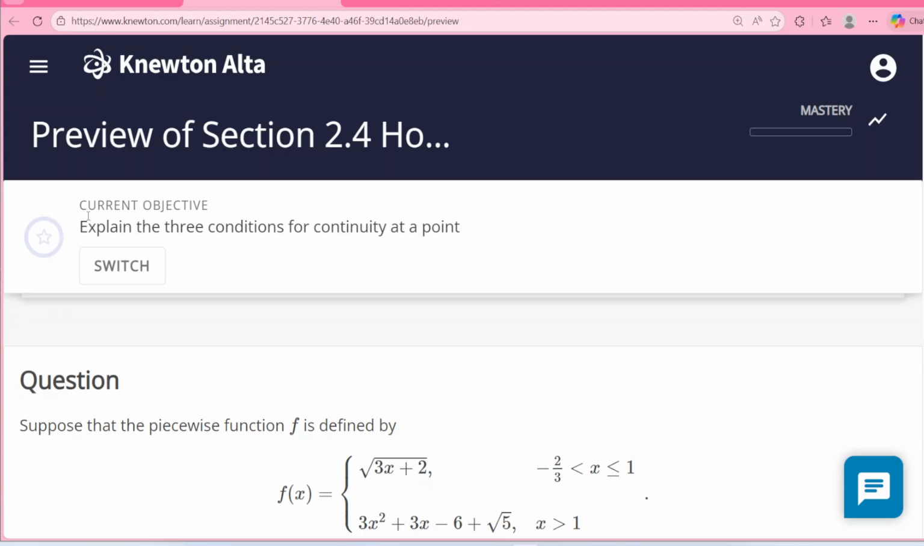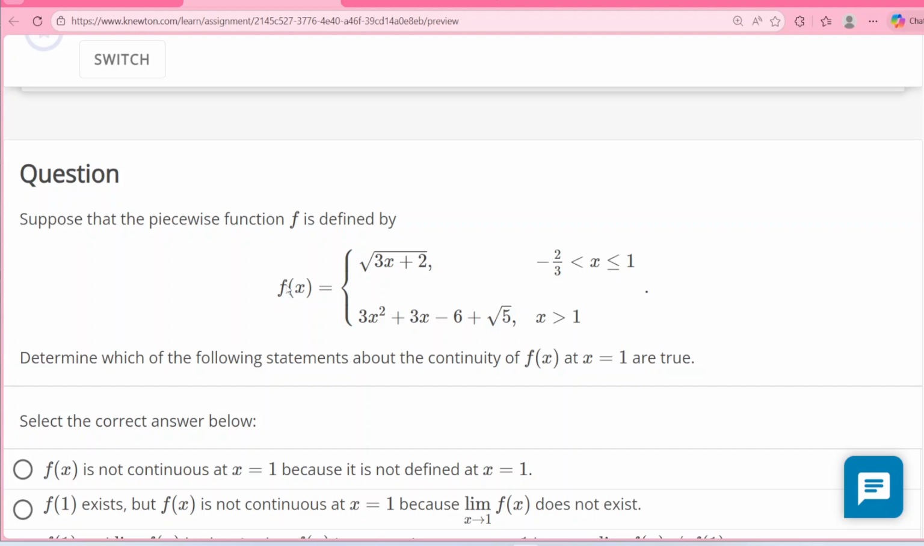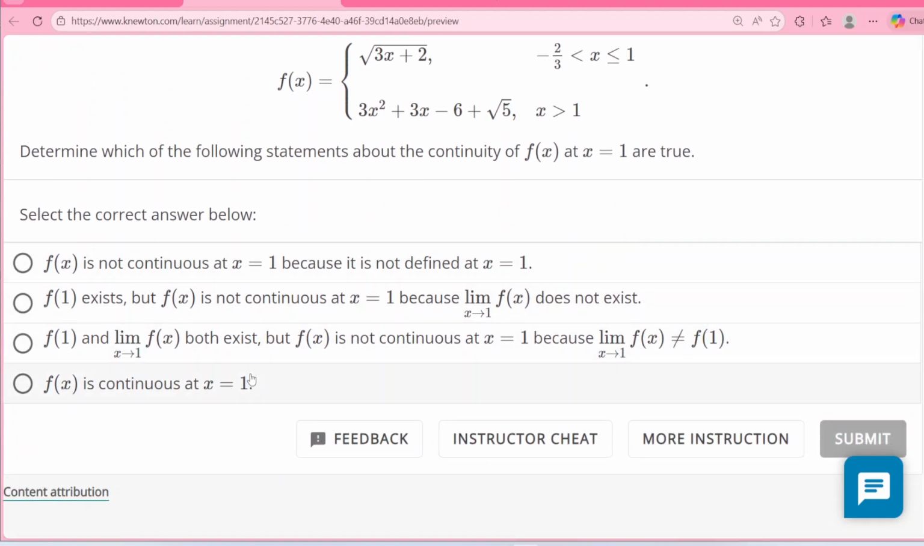All right, then you have your current objective. Then you can switch sections like I told you; you can switch parts of the assignment. And then the question beneath it, related to that objective. This one is just a multiple choice one. Some are multiple choice, some fill in the blank. There are different varieties of question.